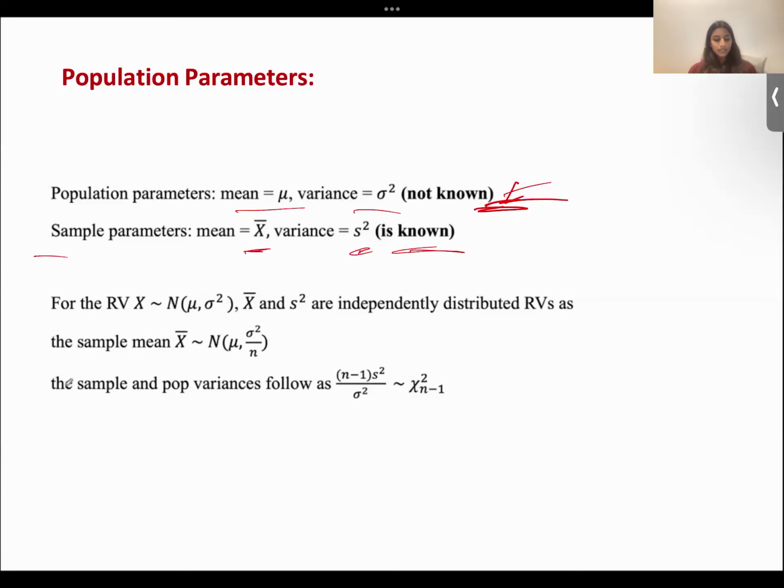So for a random variable x that follows a normal distribution with mu, sigma square, the sample mean and sample variance are independently distributed random variables, and they also follow a normal distribution. So this mean will follow a normal distribution with mean mu and variance sigma square by n. You won't have just sigma square, you'll divide the variance by the sample size.